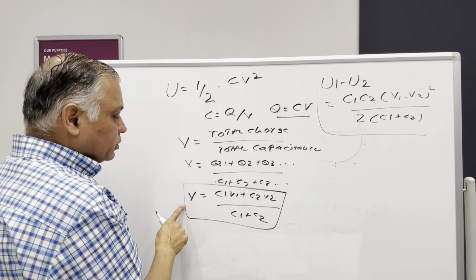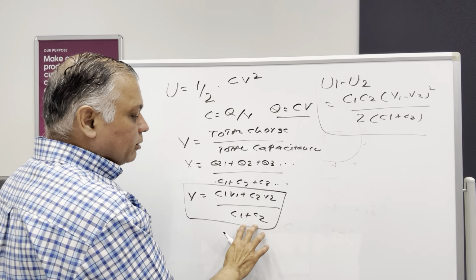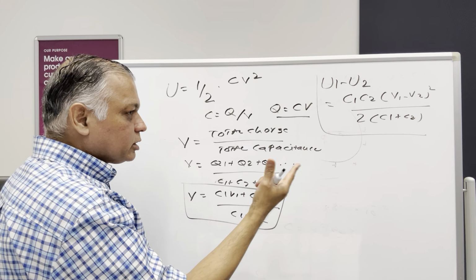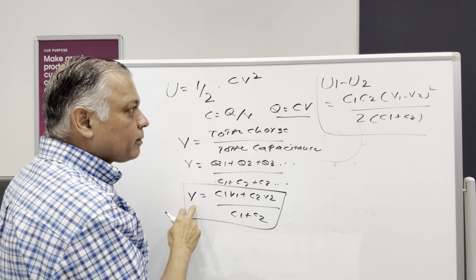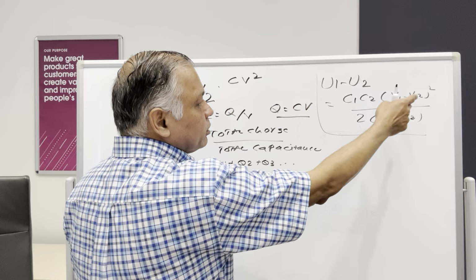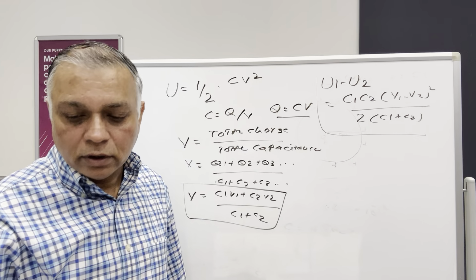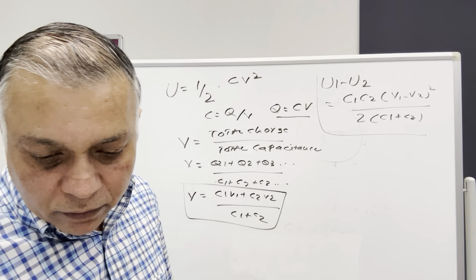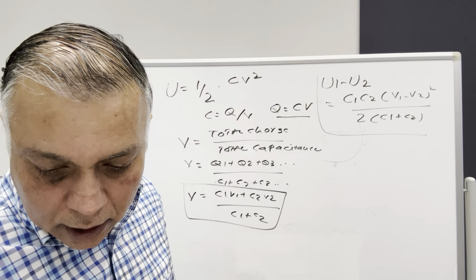So resultant voltage V is C1V1 plus C2V2 divided by C1 plus C2. If two capacitors are given, capacitance is given, voltage is given, then this is the final potential after they are connected together. And the energy calculation, U1 minus U2 is C1C2 (V1 minus V2) square divided by 2(C1 plus C2), right? Some basic refresher before we solve the examples and go further.